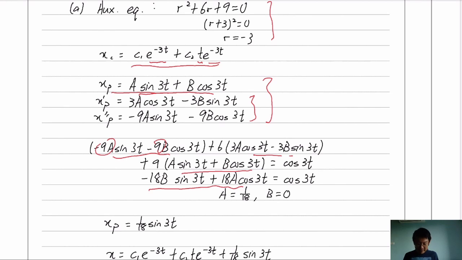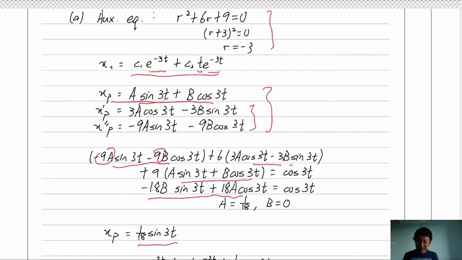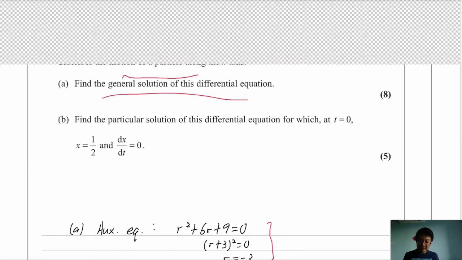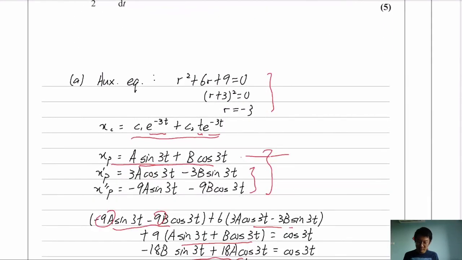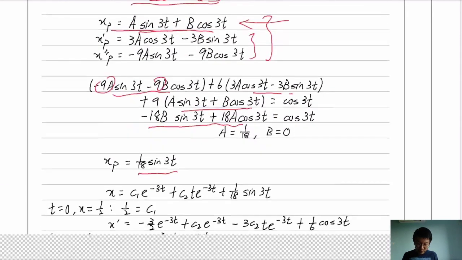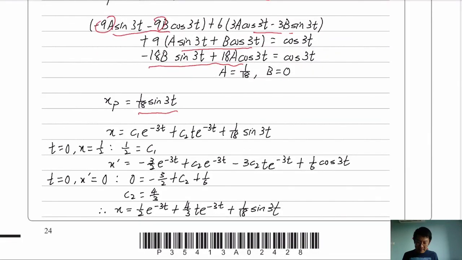Okay, so you can see that although the particular solution is a sin 3t, what is satisfied in the equation has a cos 3t. So it's very important for us to make sure that our solution contains both a sine and a cos. Just combine them together for the xp and the xc. So this is the expression for x that we should get.